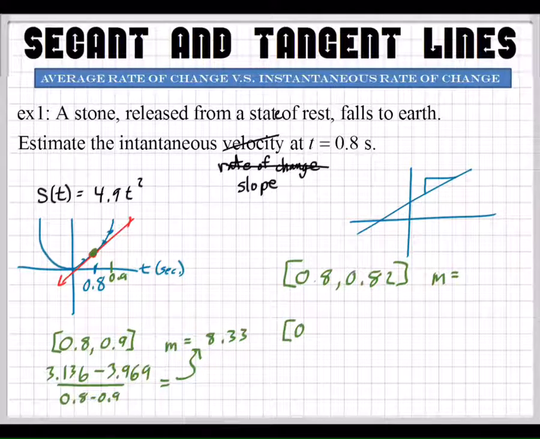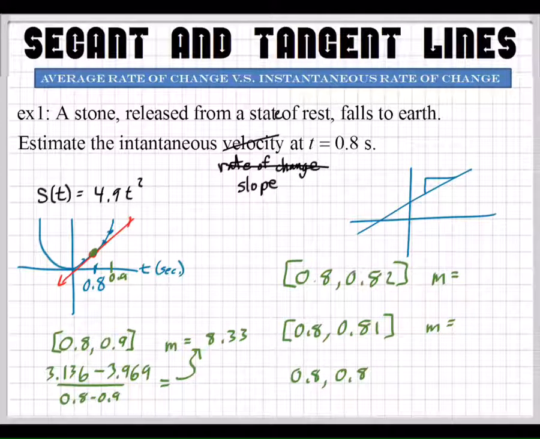And then I have to do it again. Let's see. 0.8, and then in the next one, let's do 0.81. Right? That's even closer. And then you find the slope for that one also. Same thing that we did already. And then 0.8, and then what's even closer? 0.801. That's even closer, right? To 0.8.